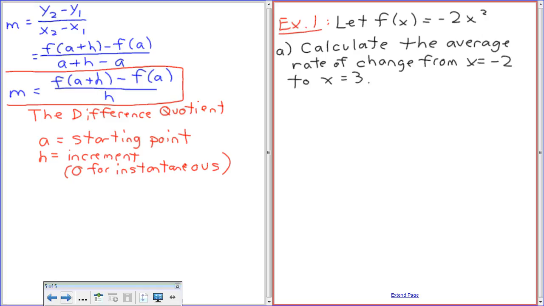Okay, so we're going to do this using my form here. I'm assuming you did something very similar in advanced functions. It says here, let f of x equal negative 2x squared. Calculate the average rate of change from x equals negative 2 to x equals 3. The difference in this course compared to advanced functions is we're going to do all the algebra we can first, and then plug the numbers in at the end, which will be nice.